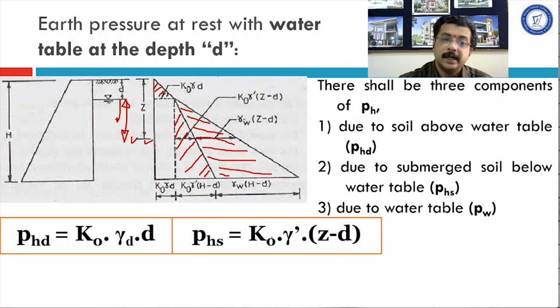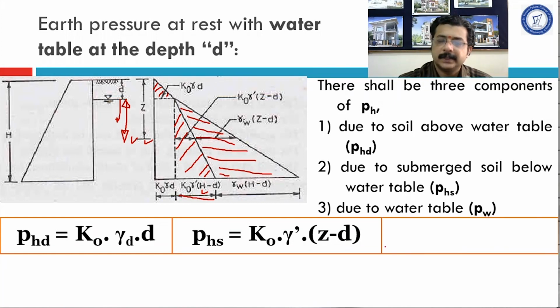Suppose I want to find out pressure at the bottom, then what will be the formula? Here you can see on the diagram. K0 will be as it is, gamma submerged will be as it is. This Z would be replaced by the total height of the wall, that would be H minus D. That is what is written here.